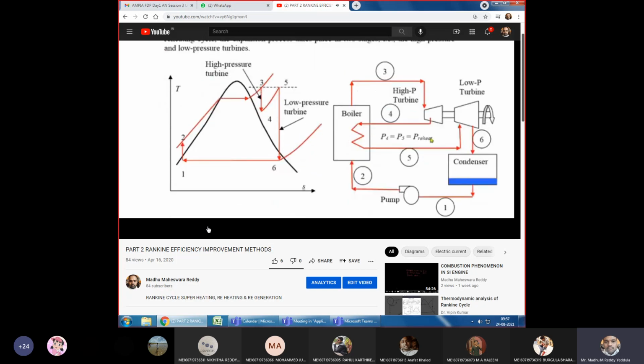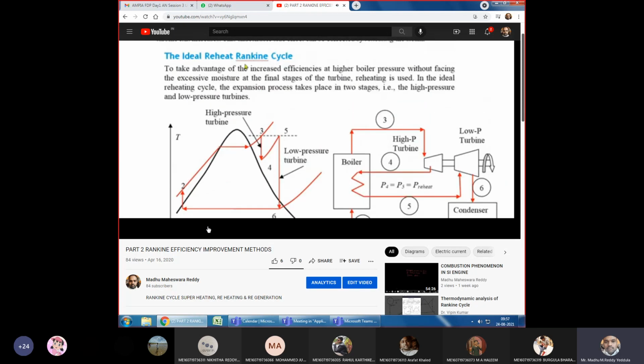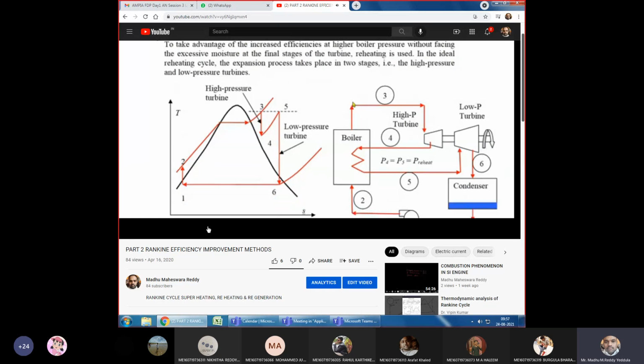I'll explain. Let us assume only one boiler is there. This is the normal Rankine cycle: boiler, turbine, condenser, pump. The name itself indicates reheating the heat. Reheating means we are expanding the steam in two turbines. First, we allow the steam to expand in one turbine. After that, we reheat it to the original temperature. Then we allow it to expand over the second turbine. So what will happen? The moisture content can be eliminated, so that the corrosion problem can be overcome.